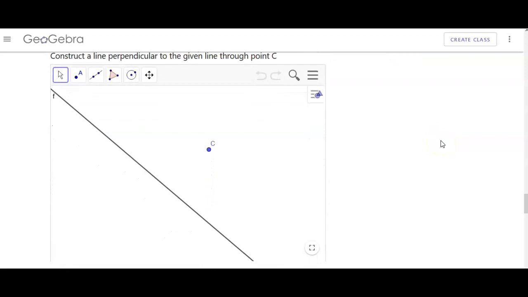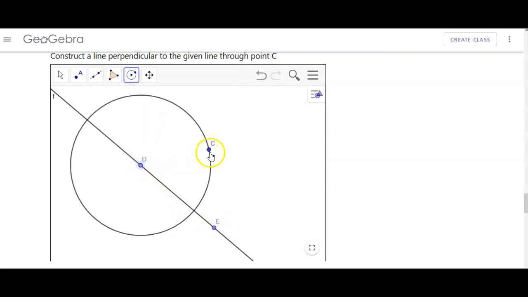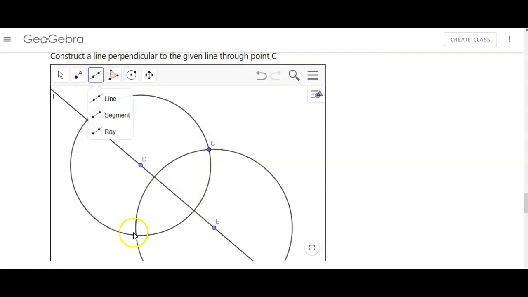This one's a little bit different because we're still constructing a perpendicular line, but now the point is not on the line, it's off the line. So all we have to do with this one is just make 2 points, and we just have to make sure that they're on opposite sides of C, and then use those as centers and have them connect at C. Now we have a line perpendicular to this existing line.